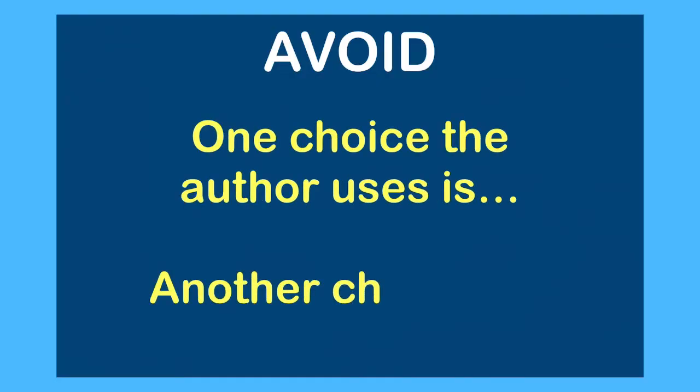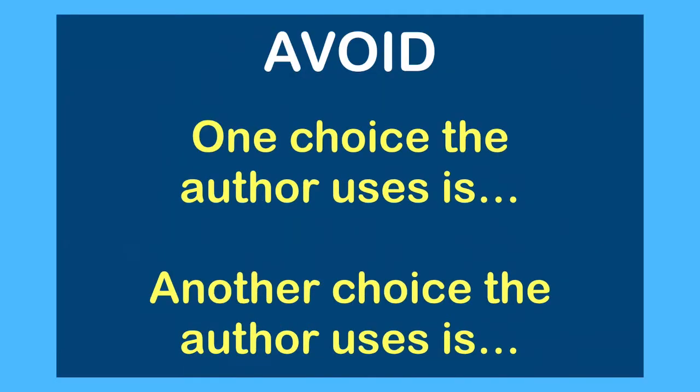So first we need to talk about the types of sentences we want to avoid. For rhetorical analysis, you want to try to avoid sentences that say something like, "One choice the author uses is," simply because these sentences are rather simple. It's not just passive voice, but also it's not a very sophisticated syntax. So we want to try to avoid that. So let me show you what you can use instead.